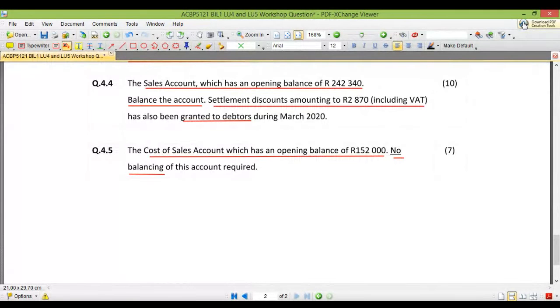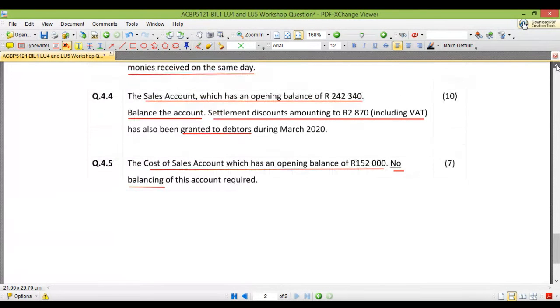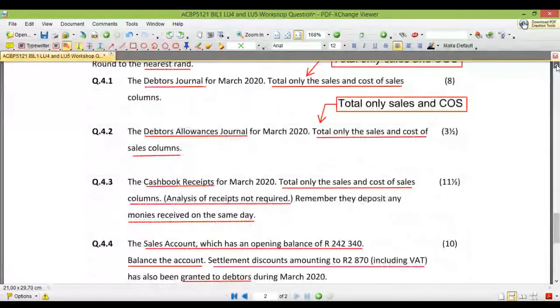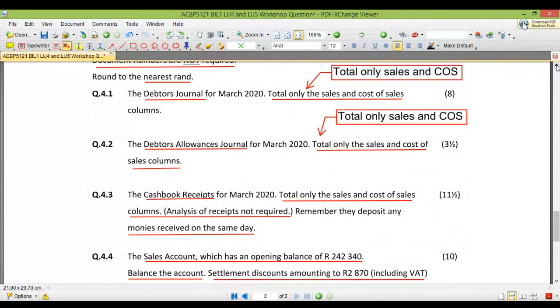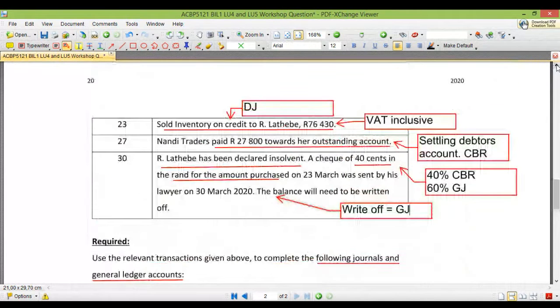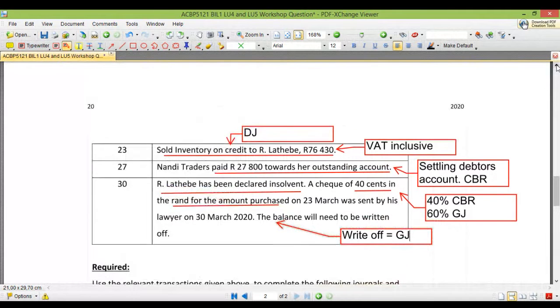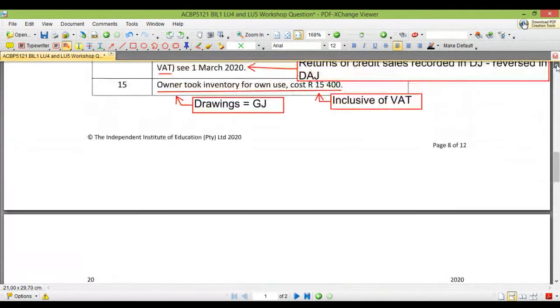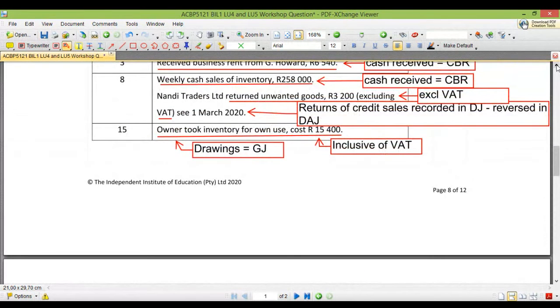Okay, so they asked us to still do the sales account and the cost of sales account. Now, the other information that we've already disclosed so far is we've completed the debtors journal, the debtors allowance journal, as well as the cash book receipts. But while we were going through the transactions, you noted there were a few where we had write-offs, which went to the general journal. And drawings that went to the general journal.